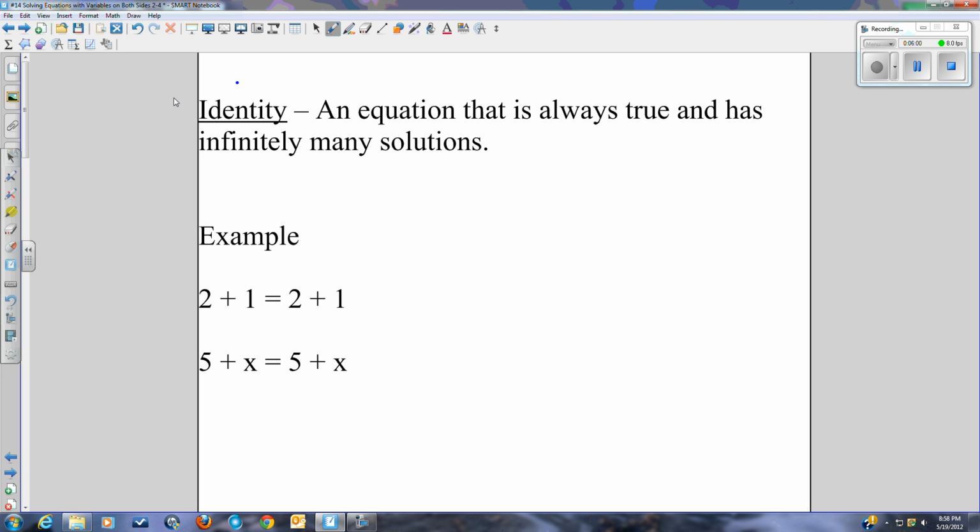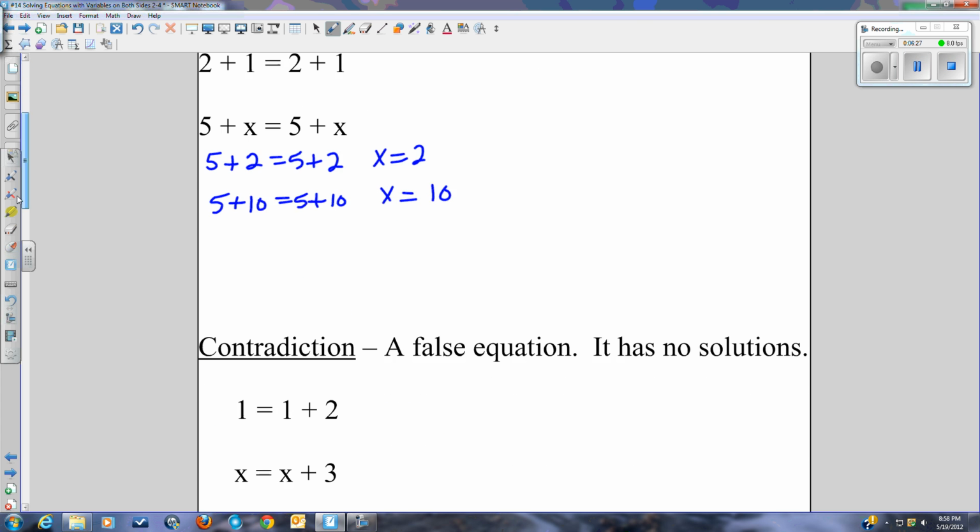5 plus x is equal to 5 plus x. Any number that you put in place of x will make that equation true. You can say 5 plus 2 equals 5 plus 2. That's always true if you want to choose x equals 2. If you choose x equals 10, it doesn't matter. 5 plus 10 is always equal to 5 plus 10. There are infinitely many numbers that you could put in place of x.